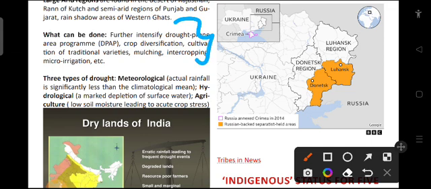Now, what are the types of drought? The first one is meteorological drought. Actual rainfall is significantly less than the climatological mean. So meteorological drought is this.